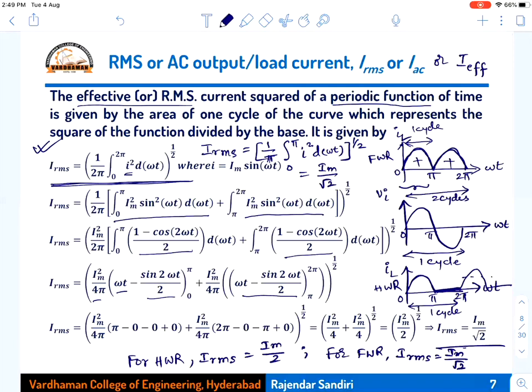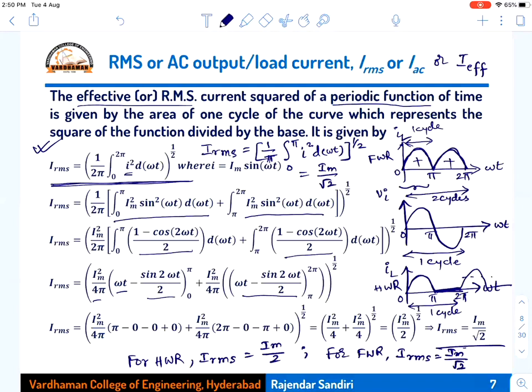So for simplicity, instead of taking it from 0 to 2 pi, you can take it for 0 to pi only in case of full wave rectifier, because the same shape is repeated from pi to 2 pi also. But this will not hold good in half wave rectifier. Half wave rectifier from 0 to 2 pi is completely one cycle. From 0 to pi is sine wave, from pi to 2 pi is 0. Then again the same shape is repeating from 2 pi to 4 pi. 2 pi to 3 pi is again sine wave, 3 pi to 4 pi is again 0.